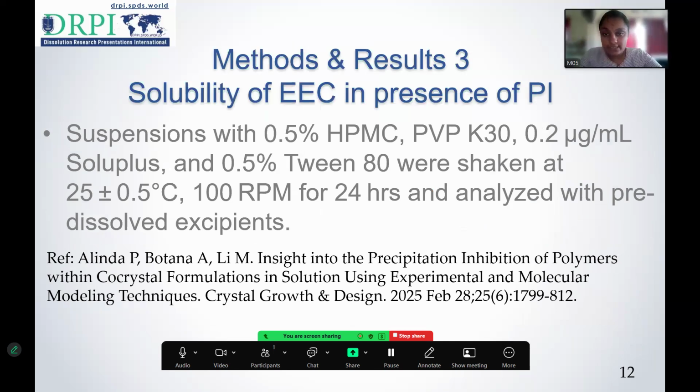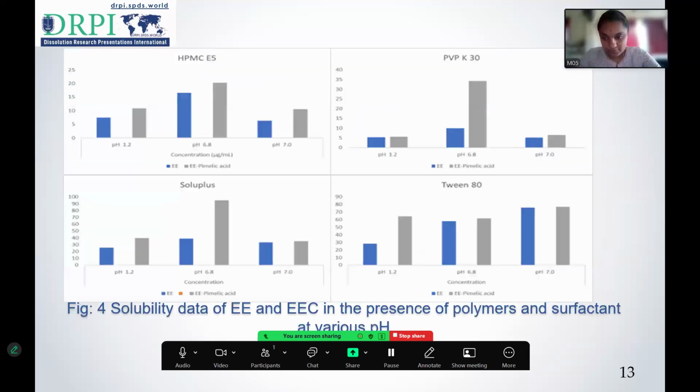Further solubility studies were carried out in presence of precipitate inhibitors: HPMC E5, PVP K30, Soluplus and Tween 80 were placed in the orbital shaker at room temperature for 24 hours. Later, the samples were removed from the orbital shaker and were analyzed by using UV spectrophotometry. The precipitate inhibitors increased the solubility of the pure drug as well as co-crystals at 6.8 pH, but Soluplus and PVP K30 enhanced solubility more, which reduces the precipitation and improves drug absorption.